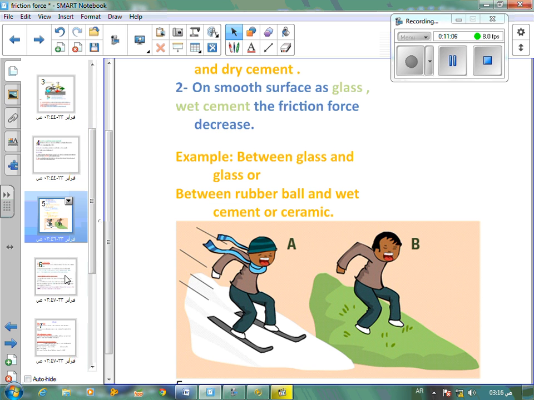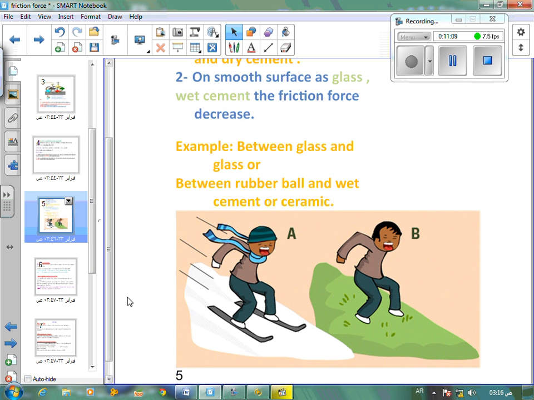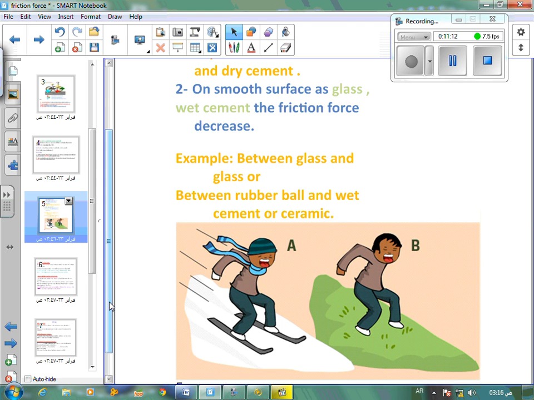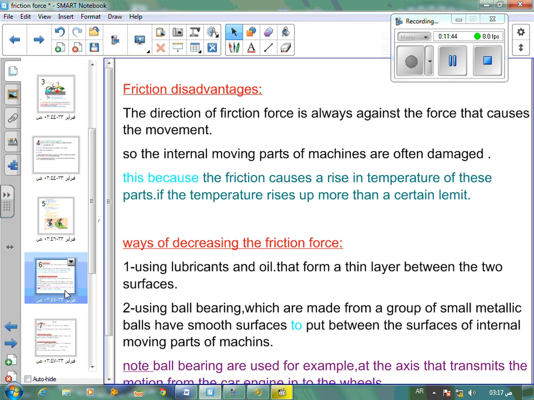Look at this figure carefully. We found in case A, the boy is sliding down on snow, and in case B, the boy can't slide down on a garden. This is because the garden is a rough surface, so the friction force between the garden and the boy is very big, but the friction force between the boy and the snow is smaller than in case B, so he will slide down in case A for a longer distance than B.